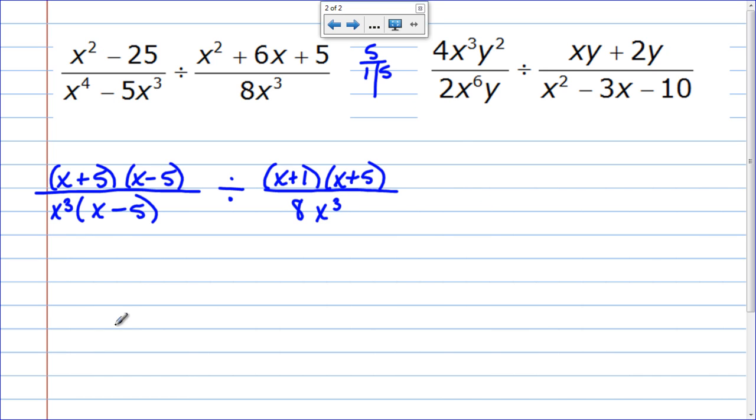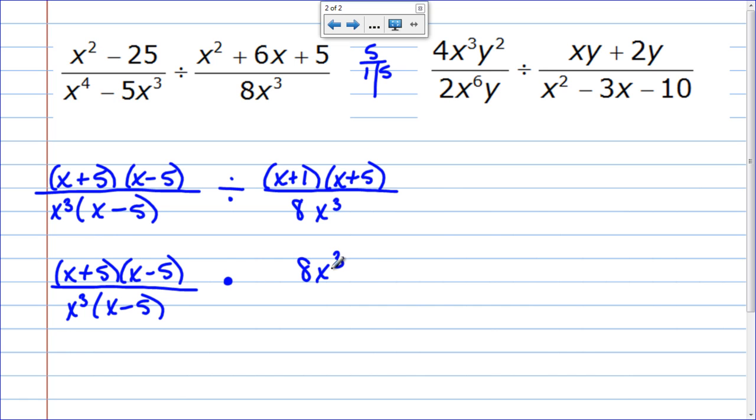Now I'm going to keep change flip. I'm going to keep this first one the same, x plus 5 times x minus 5 over x cubed times x minus 5. I'm going to make this multiplication, and I'm going to flip this over so it becomes 8x cubed over x plus 1 and x plus 5.